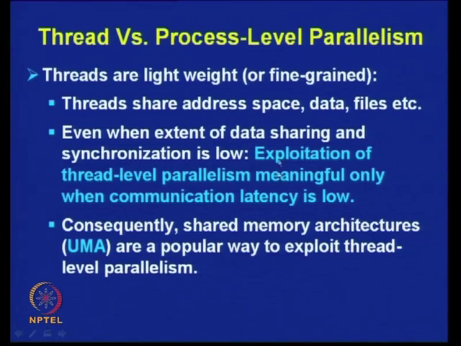So, I have already discussed about it. Threads are lightweight, fine grained, and share address space, data and files. Even when the extent of data sharing and synchronization is low, exploitation of thread level parallelism is meaningful only when communication latency is low. So, this is another very important parameter, communication. Different processes and threads have to communicate with each other, so that communication overhead you have to take into consideration.